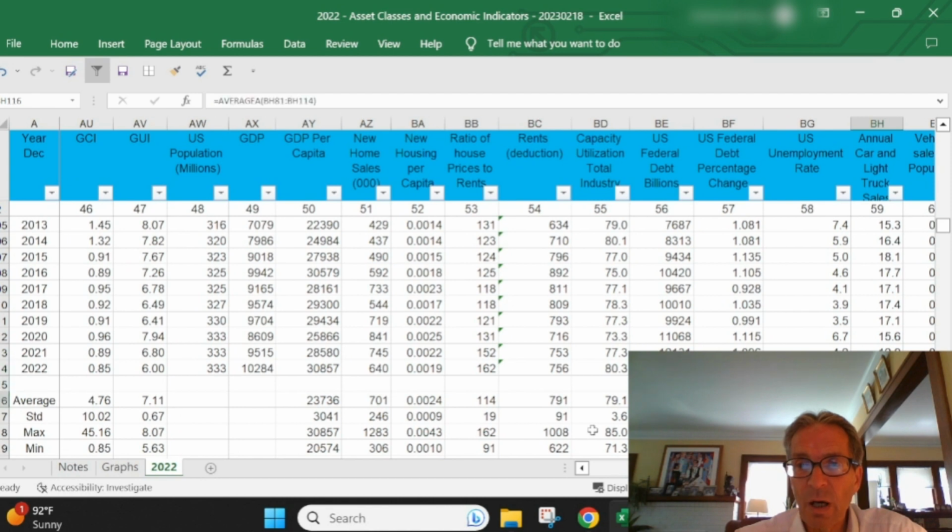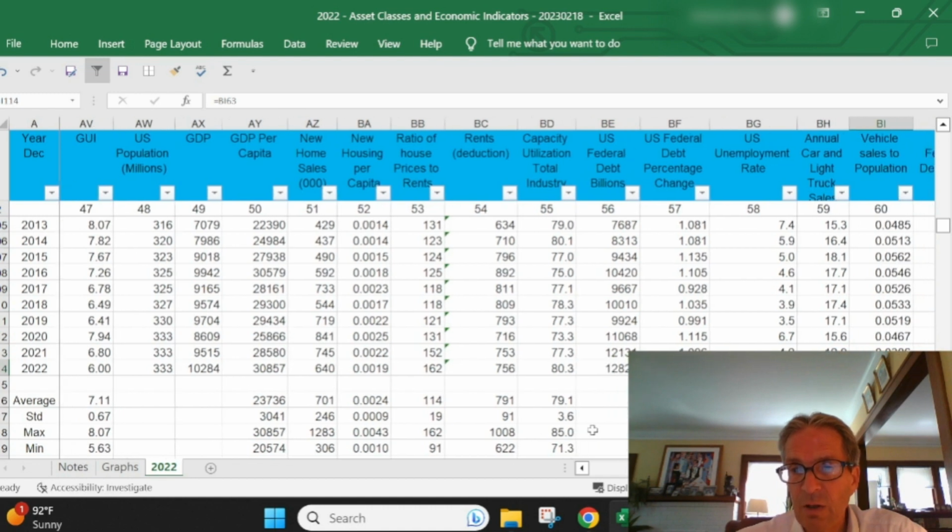Next economic indicator, car and truck sales. So they have been falling steadily since 2015, from 18 million to 11 million today. And if you look at this from a population perspective, you were selling 5.6 cars for every 100 people, new ones every year. And today, it's almost half, 3.4.